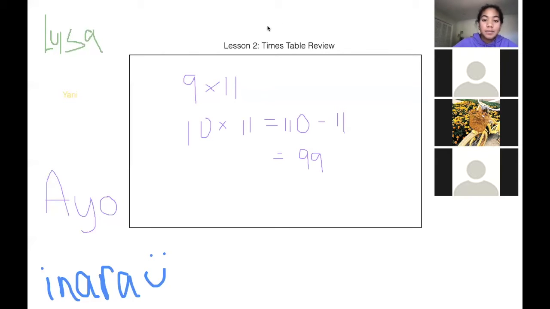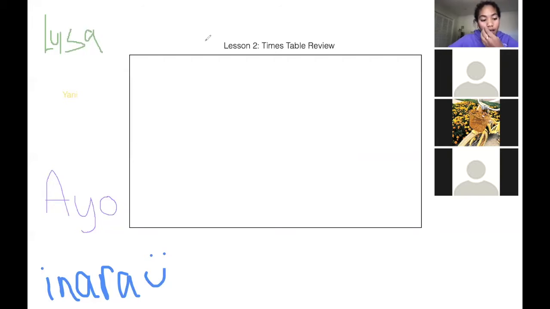So for the next times table, now we're going to go over the 10 times table. So this one's obviously a lot easier. Any number multiplied by 10 will always end in 0. So for example, 10 times 6 is just 60. Or 10 times 5 is 50.